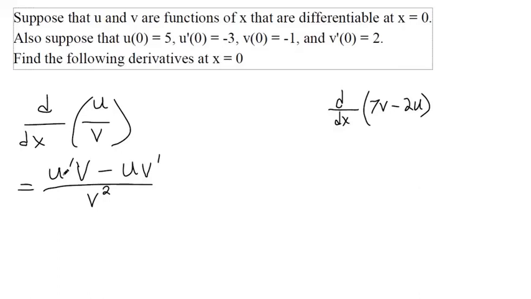We don't know what it is, so we can't expand it anymore. We don't know what u is in terms of x and what v is in terms of x. But now we can do what they're saying. Find the following derivatives at x equals 0. They give us a bunch of values at x equals 0.